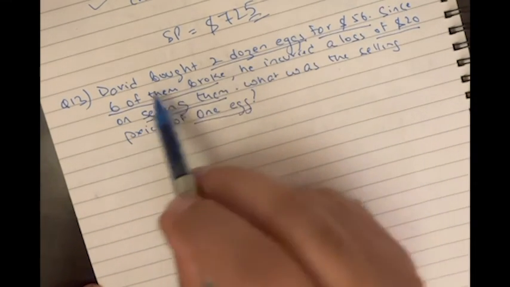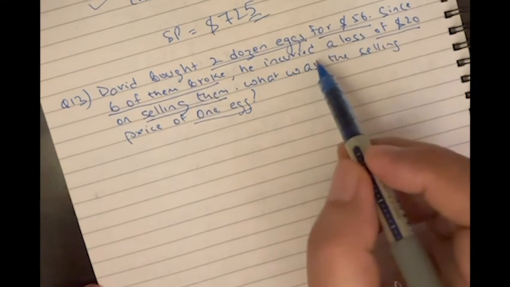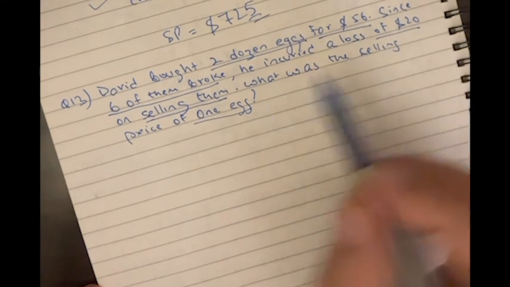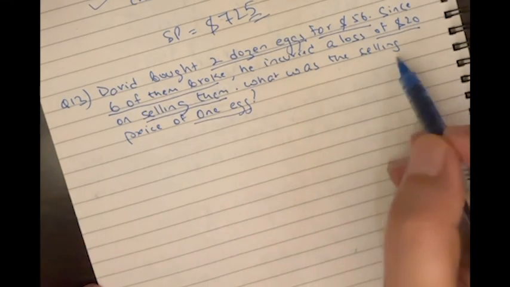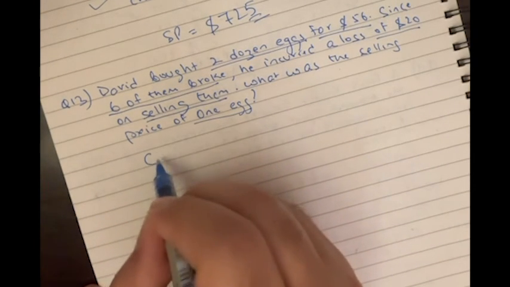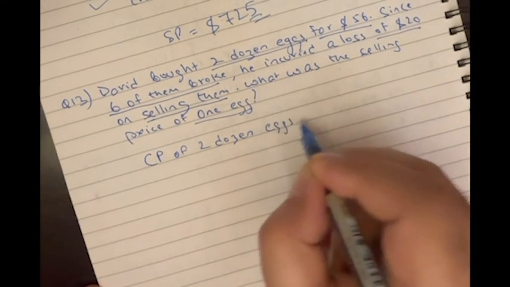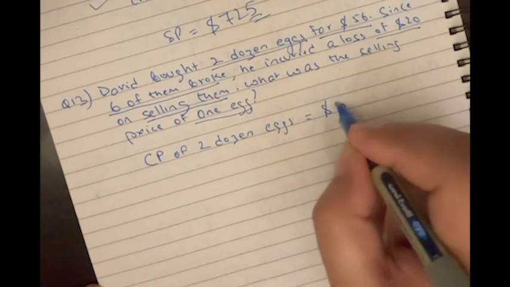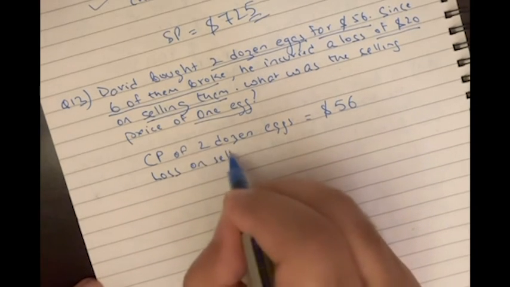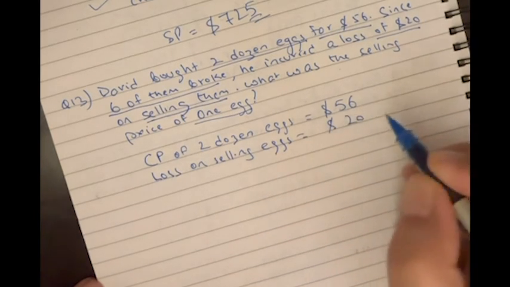Let's read the question once again. David bought 2 dozen eggs for $56. Since 6 of them broke, David incurred a loss of $20 on selling them, and this loss of $20 is on the overall selling of the eggs. What was the selling price of one egg? So now we know cost price of 2 dozen eggs is equal to $56. Loss on selling eggs is equal to $20.